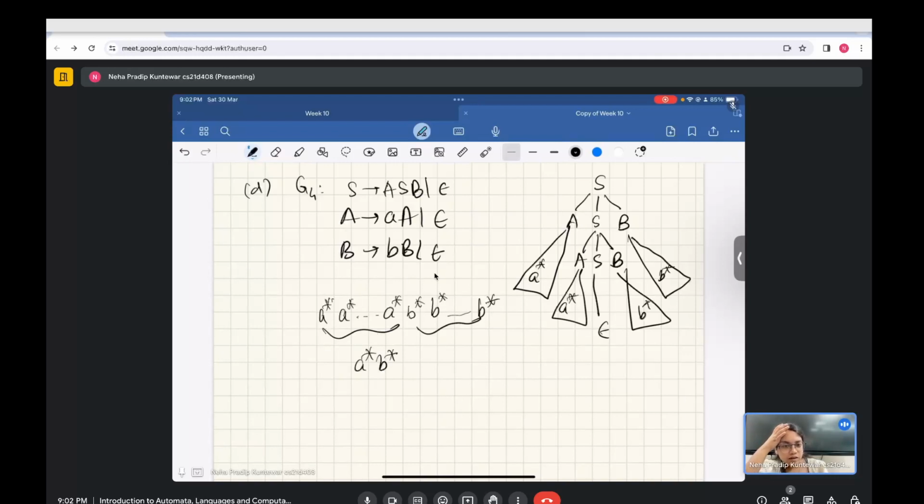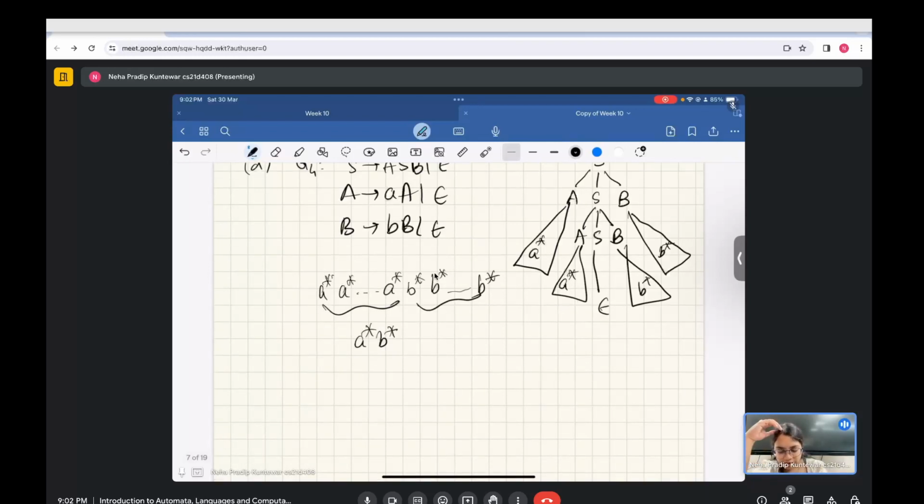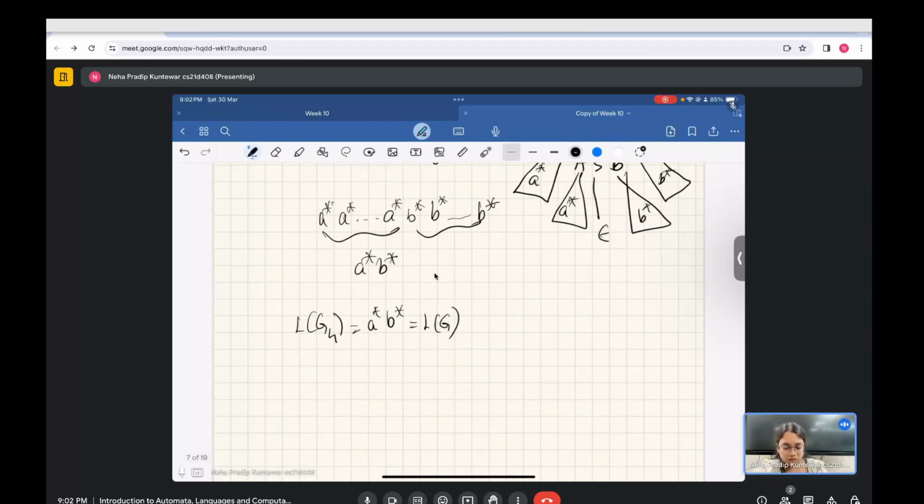So this is something we have seen earlier when we saw the regular languages. So I'm just using the property here. Hence the language of this grammar, which is G4, is nothing but a star b star, and this is equal to the language of the original grammar that we had. And because of this, we have that G is equivalent to the grammar G4.